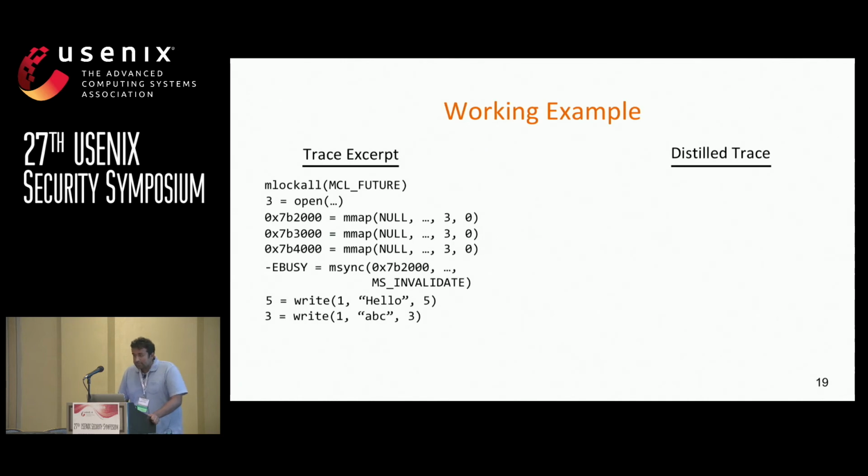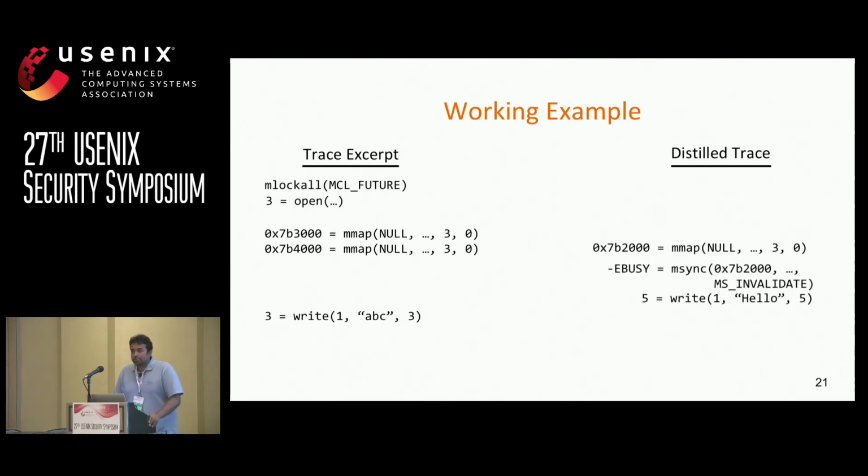So let's put this all together and see how MoonShine will distill the trace on the left. So recall that it starts by identifying the calls that contribute the most new coverage. So let's assume that is these three. So it'll add them to the distilled trace.